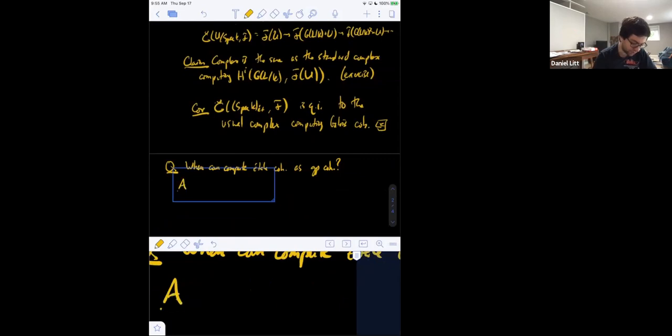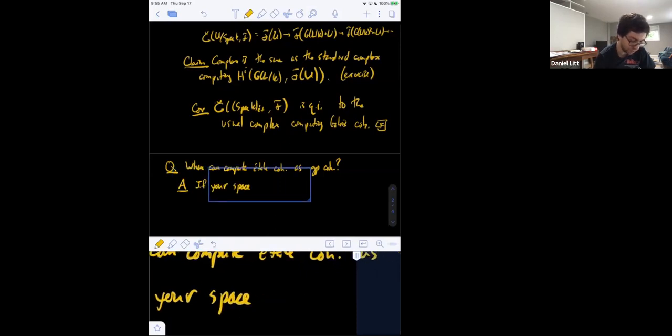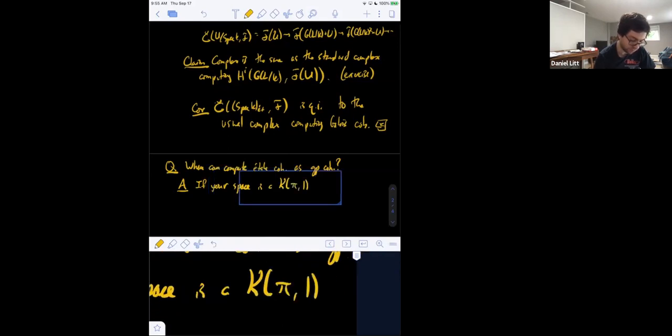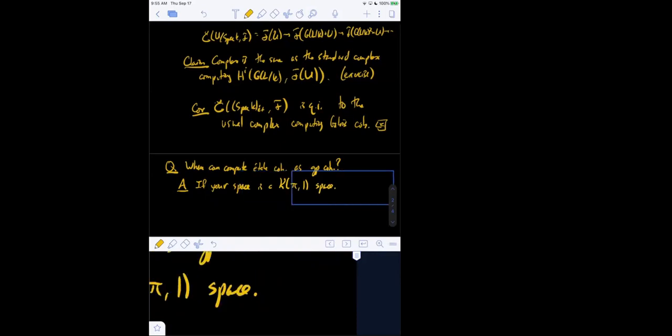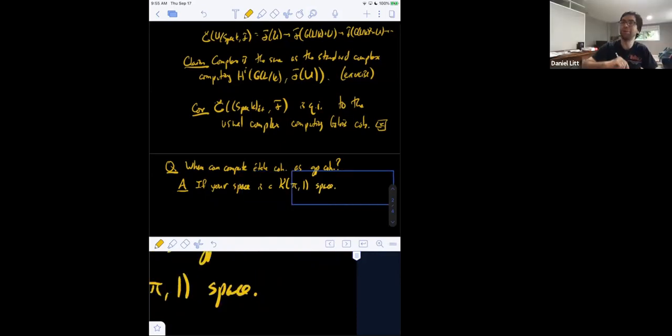And the answer, and this is in some sense a fake answer, but in some sense not a fake answer, is that this is true if your space, the space whose cohomology you're computing, is a K(π,1) space. Yeah, I'll say what I mean by it. So in topology, what this means is that it's connected, and all of its homotopy groups vanish above degree 1. So in other words, it's the classifying space for a discrete group.